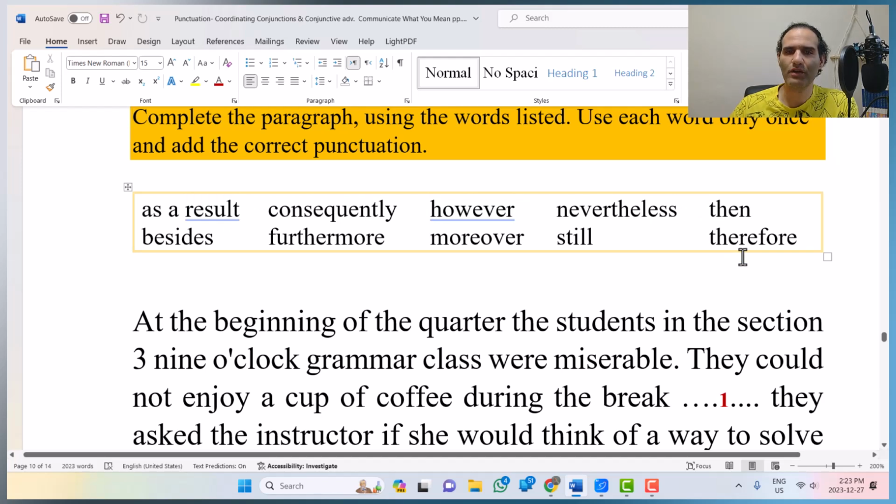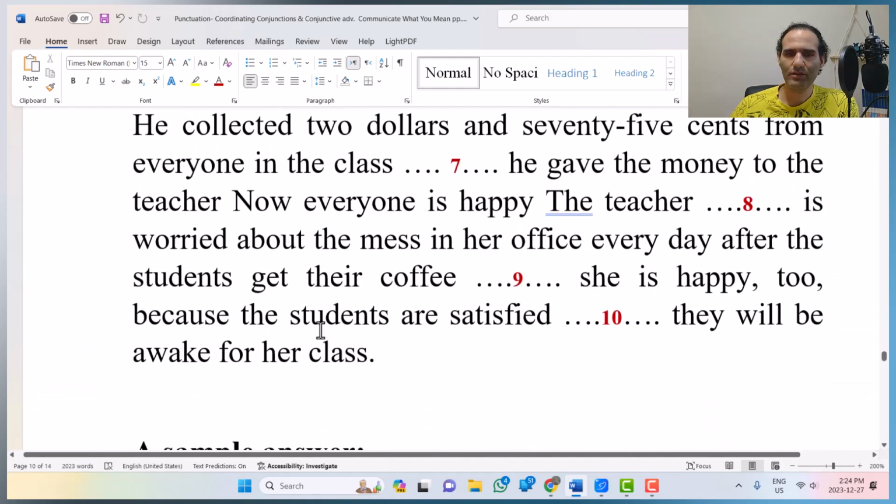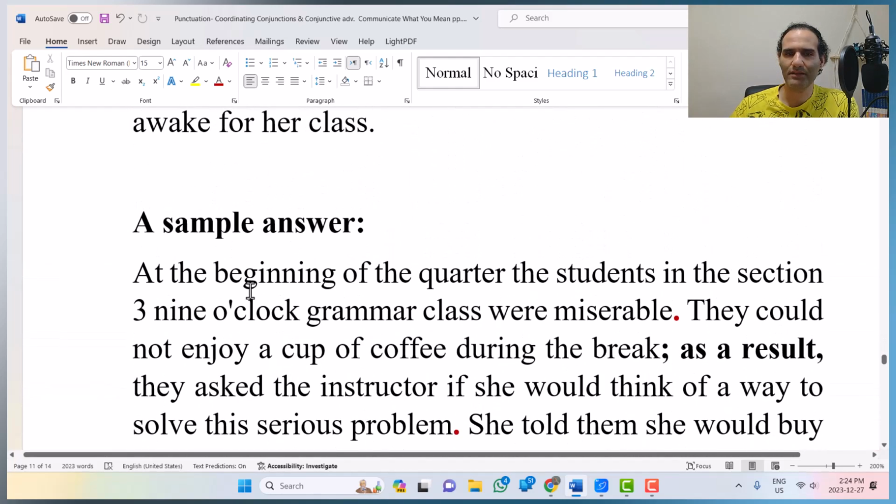Conjunctive adverbs of cause result. Besides, furthermore, moreover, talking about addition. However, nevertheless, and still, conjunctive adverbs falling under the umbrella of contrast. And then, which is the only conjunctive adverb of time sequence alone here. So let's go to the answer. This is a sample answer to that exercise.